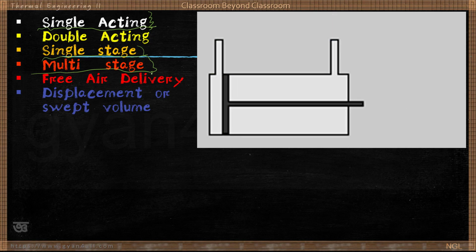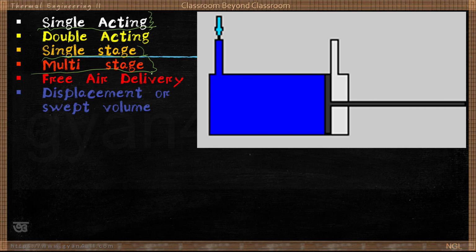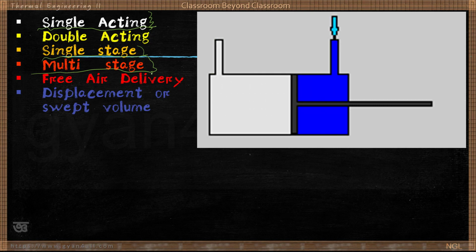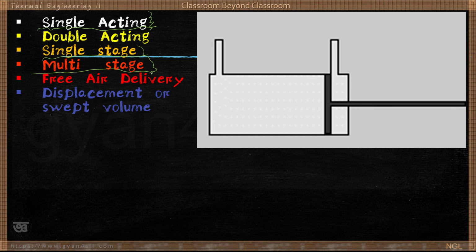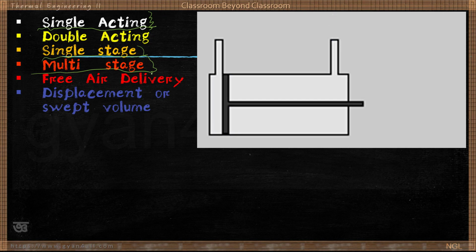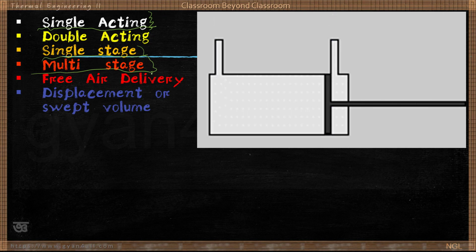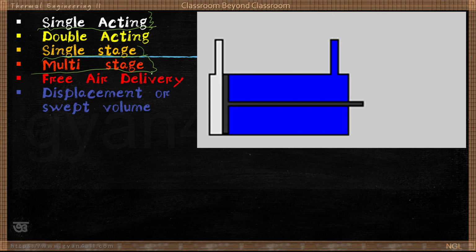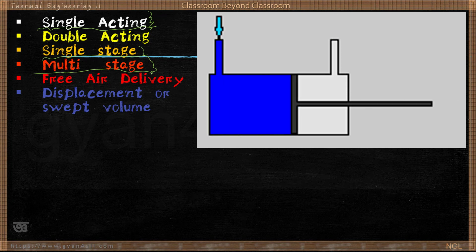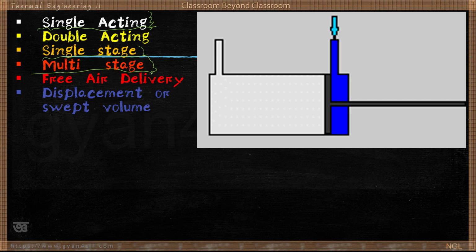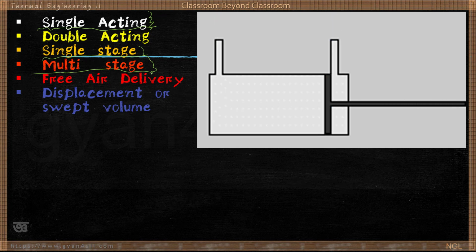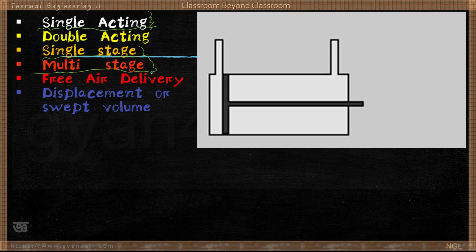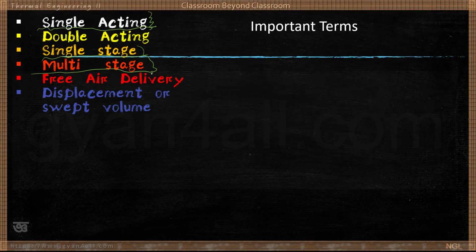Double acting reciprocating compressor means the air acts on both sides of the piston, left or right, or you can say top and bottom. At both ends, the air acts. It will push. Air enters into both ends of the piston.